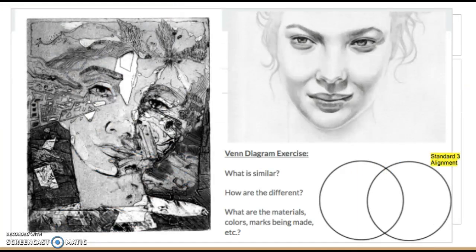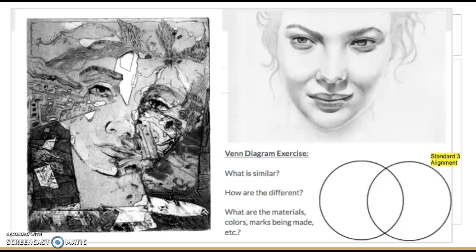Then we moved on to an activity in which students created a Venn diagram and they compared these two works of art. What is similar? How are they different? We went over how a Venn diagram worked at first and then talked about, where does it go in here, where they're similar. But I wanted them to look at what are the materials, what are the colors, what are the marks being made, the texture. So students did this first on their own, then they shared with a partner, and then we talked about it as a class.